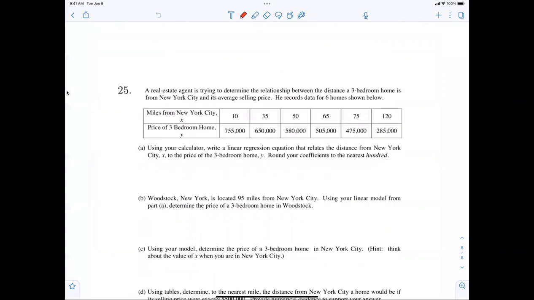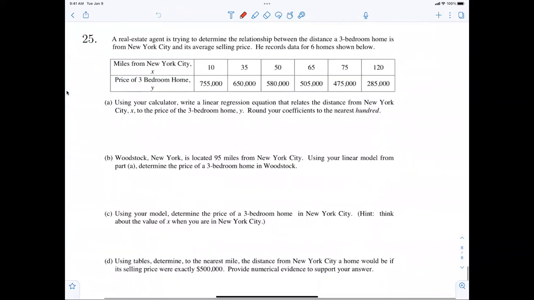All right, so I'm assuming that your real estate agent is trying to determine the relationship between the distance a 3-bedroom home is from New York City and its average selling price. He records the data of 6 homes shown below. So 10 miles, 35, 50, 65, 75, 120. So it looks like the houses are getting cheaper the further you are from New York City. All right, using your calculator, write the linear regression.